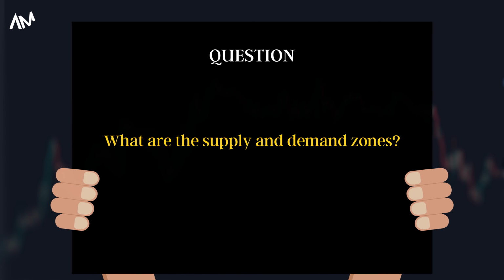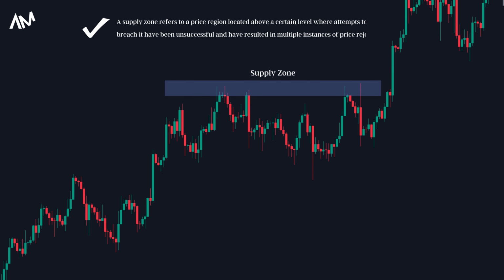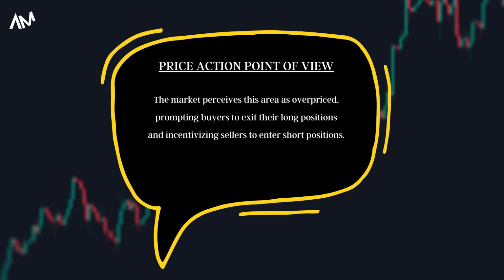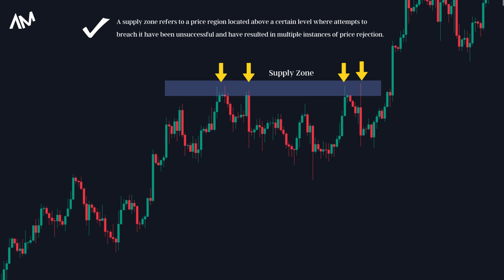So, what exactly are supply and demand zones? Well, a supply zone is an area above where the price failed to break through and was rejected multiple times. From a price action perspective, market makers see this area as expensive, causing buyers to close their long positions and sellers to open their shorts. This double action creates a reversal in the price, making it drop from the supply area.